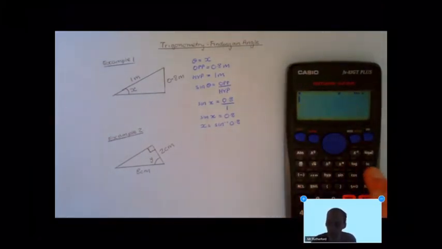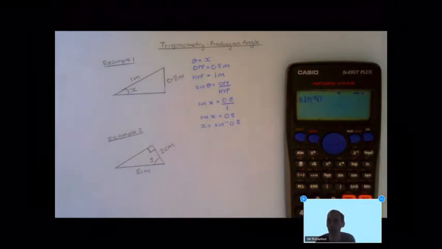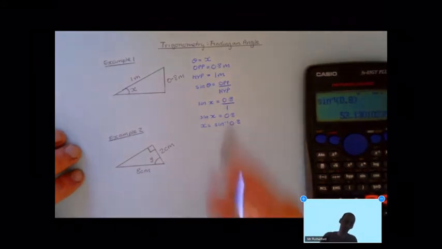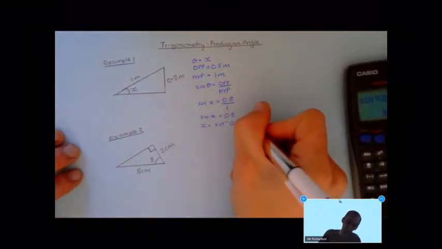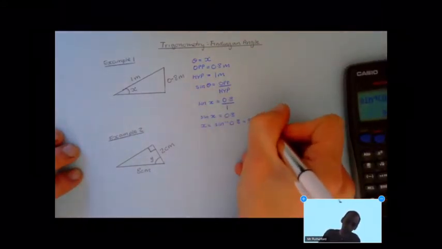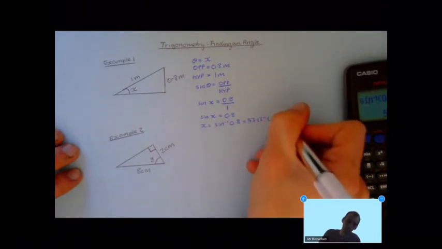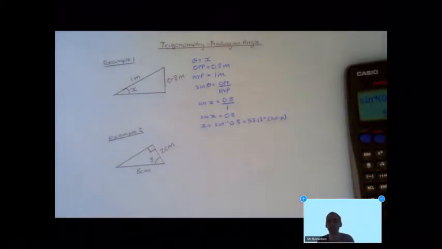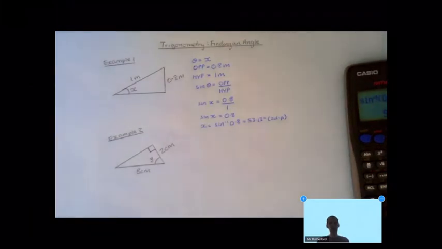So I simply type that into my calculator. When we are finding the angle, we are using the inverse functions. So you can see there it says sin to the minus 1, 0.8, and that gives us 53.13 degrees to 2 decimal places. Okay, let's have a look at another example.